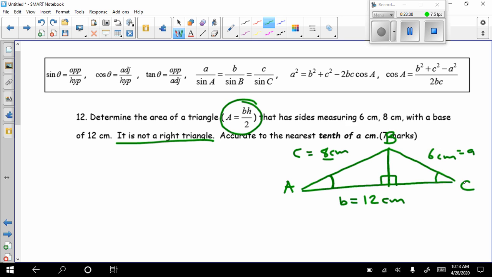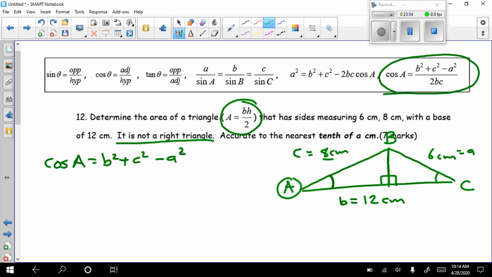Now, in this big triangle, so I'm looking at the big whole triangle ABC, I notice that if you're given 3 sides, I've got to use cosine law. So I'm going to work on getting A. And look at this, up here is a form of cosine law. So I'm going to write cos of angle A is equal to B squared plus C squared minus A squared over 2BC. Okay.